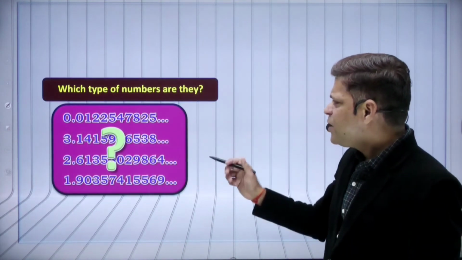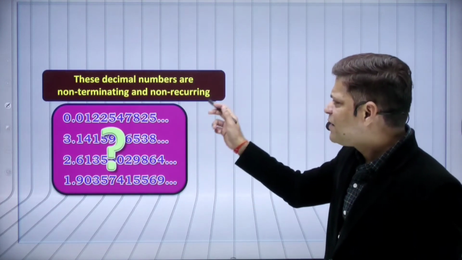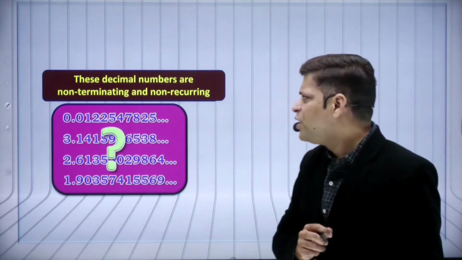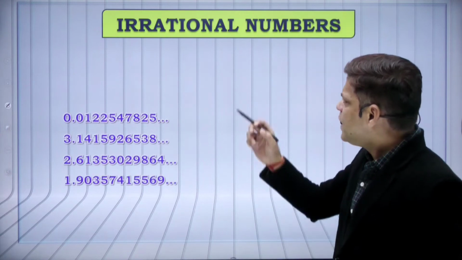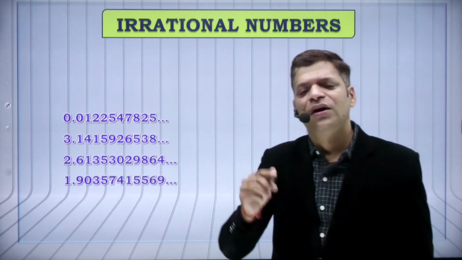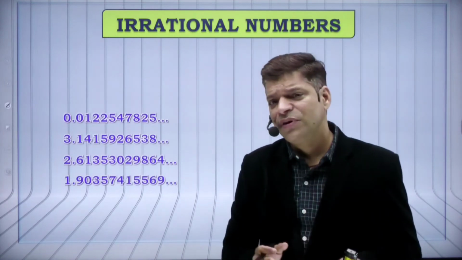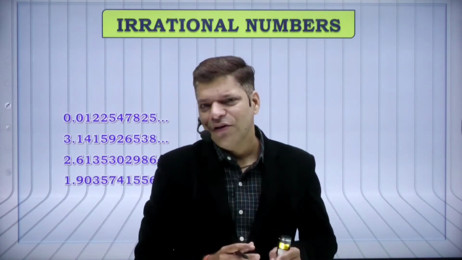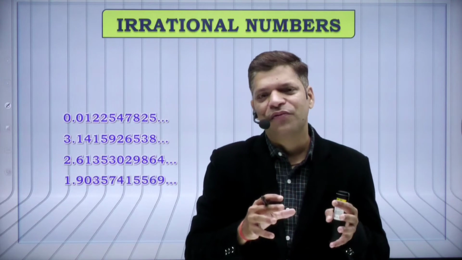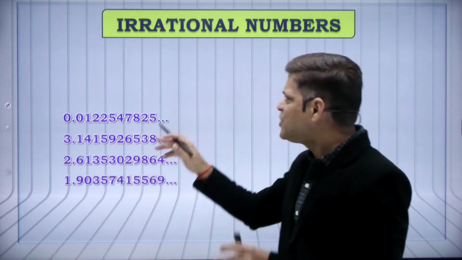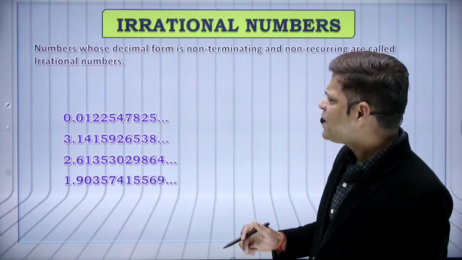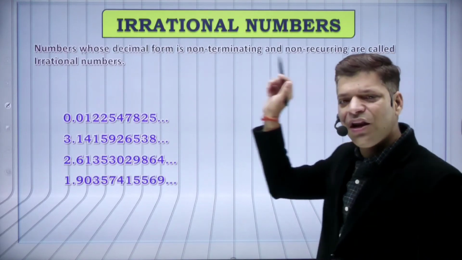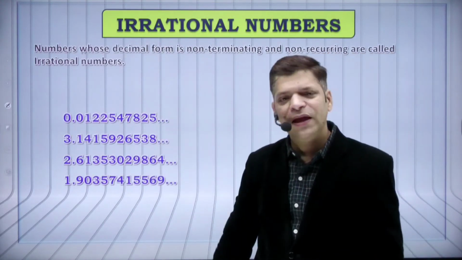Now, which type of numbers are these? These decimal numbers are non-terminating and non-recurring numbers. These types of numbers are called irrational numbers. So the numbers which are non-terminating and non-recurring, we can put in the category of irrational numbers. So what are irrational numbers? Numbers whose decimal form is non-terminating and non-recurring are called irrational numbers.